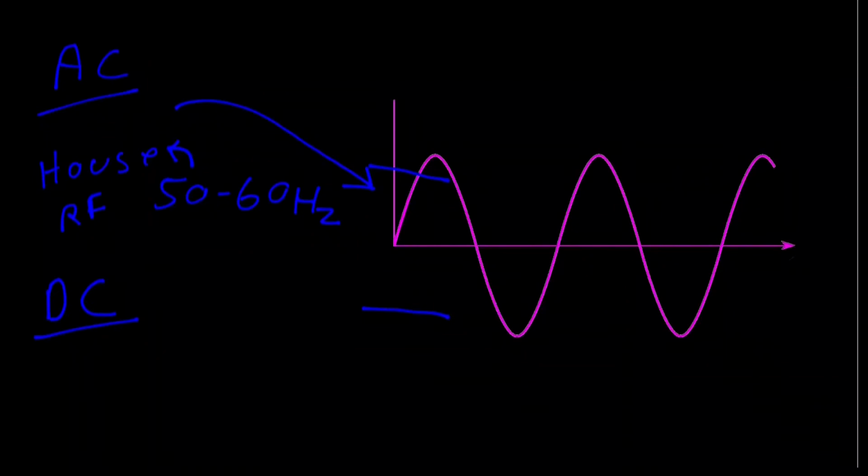So we can just draw a constant line to depict direct current. And the voltage does not change either. So this can be 5 volts. And it does not fluctuate from positive to negative. It just stays a constant positive 5 volts or positive 10 volts or whatever the voltage may be.